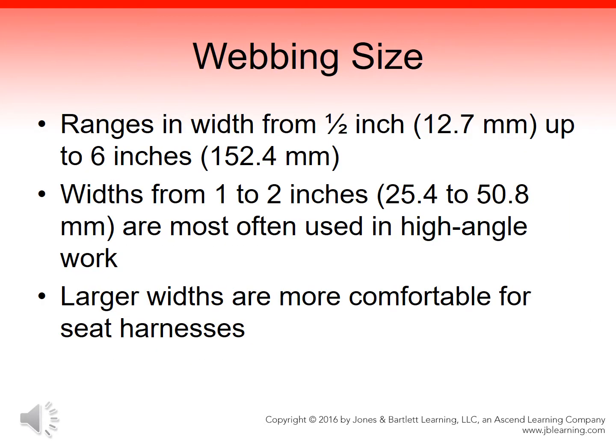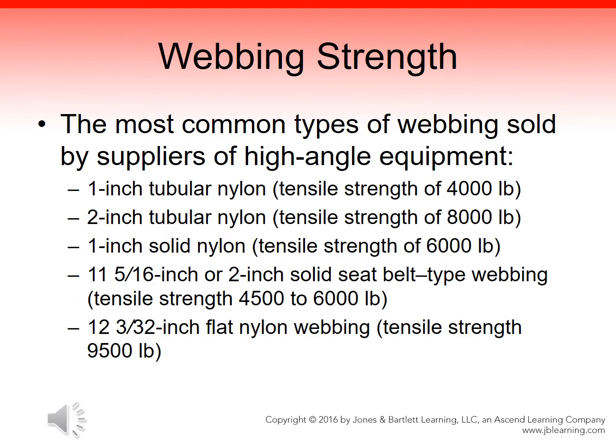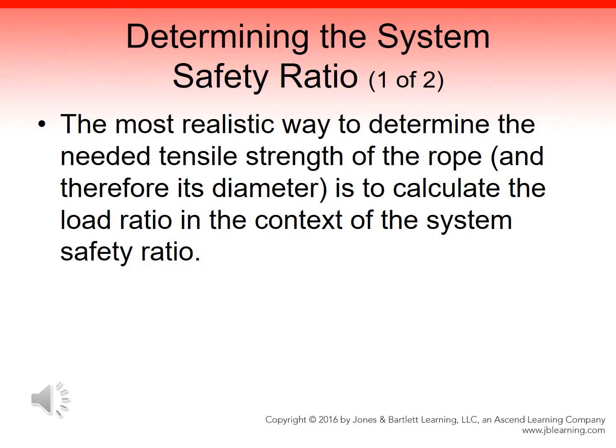Webbing sizes range in width from a 1/2 inch up to 6 inches. Widths from 1 to 2 inches are most often used in high angle work. Larger widths are more comfortable for seat harnesses as they spread out the weight. Webbing strength: 1-inch tubular nylon webbing has a tensile strength of 4,000 pounds, and then all the way up to 12 and 3/32 inch flat nylon webbing has a tensile strength of 9,500 pounds.